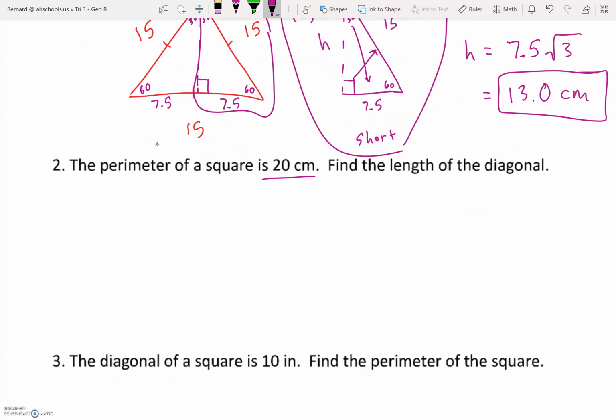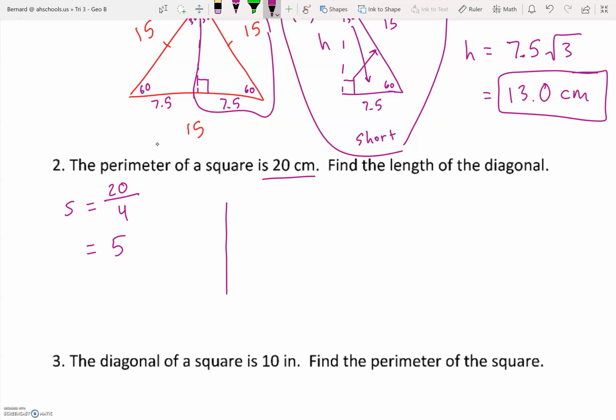Perimeter of a square is 20 centimeters. Remember, a perimeter is adding up all the sides. There are 4 sides in a square, and they all need to be the same. So one side will be our perimeter, which is 20 divided by 4. So each side in this square is 5.